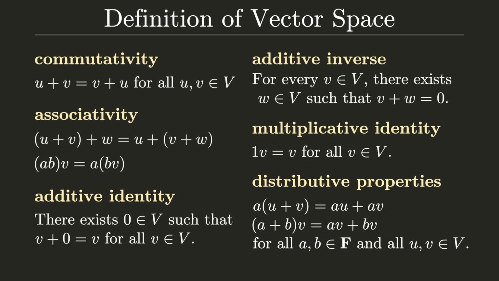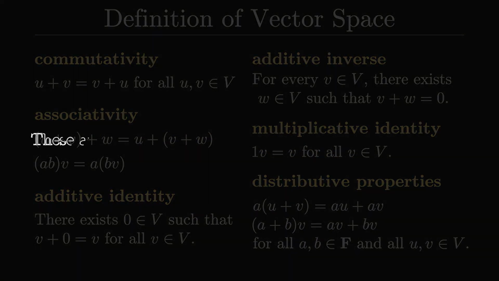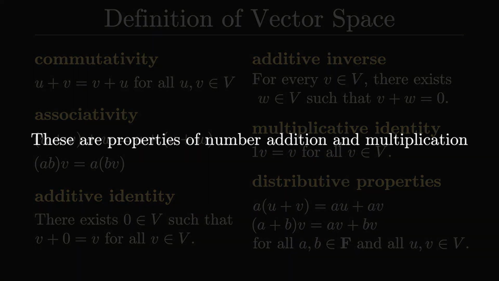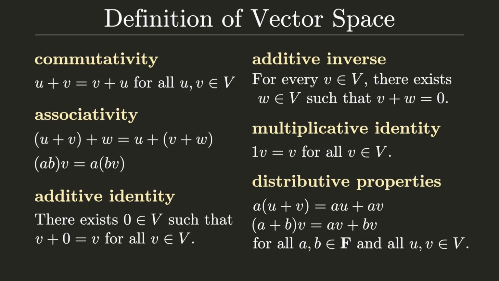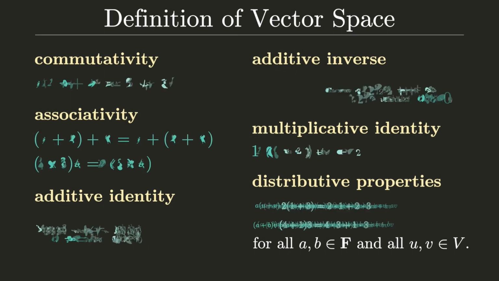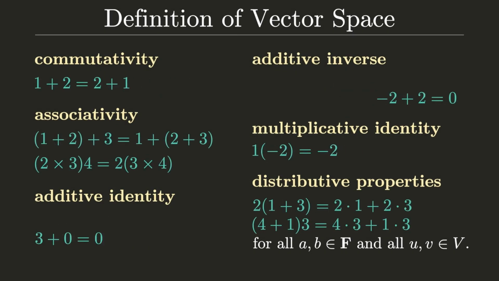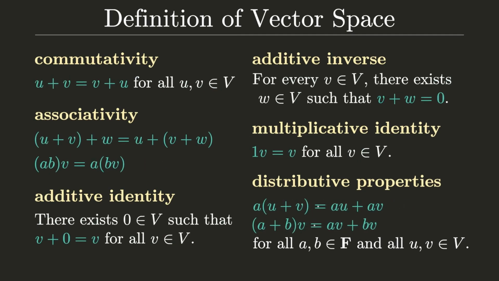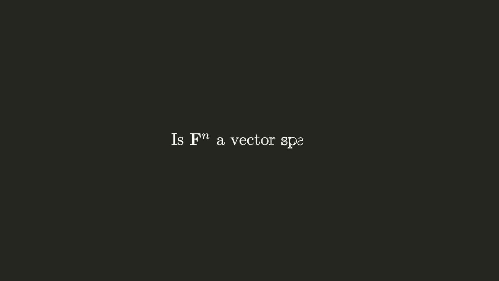You might have noticed that these properties are quite similar to the properties of number addition and multiplication. In fact, if we replace all the symbols with numbers, they still all make sense. It's just that we've extended it to a higher dimensional vector space. Now that we've rigorously defined what a vector space is, it's a good time to go back and examine why Fn is a vector space.